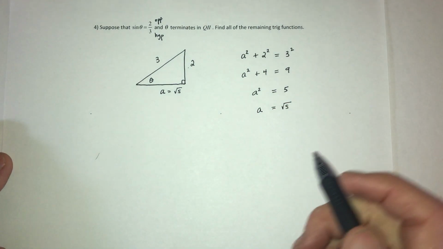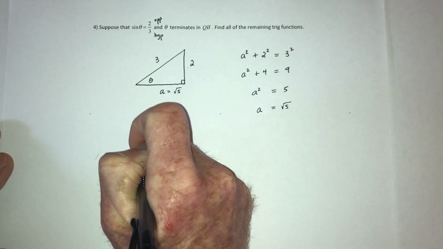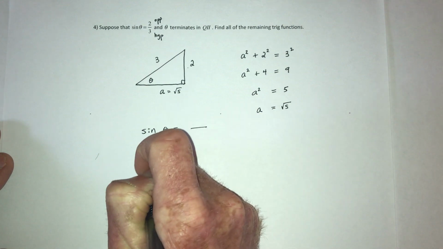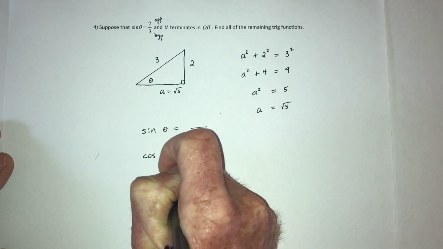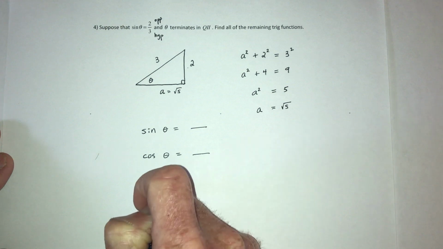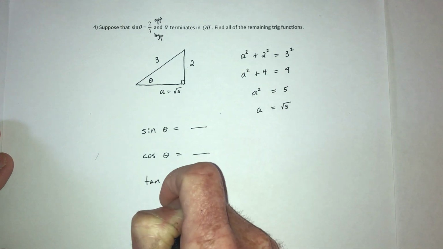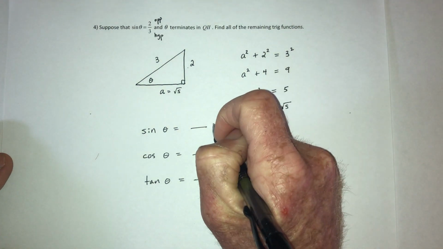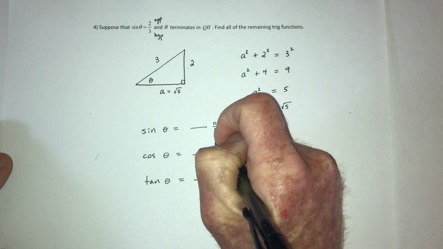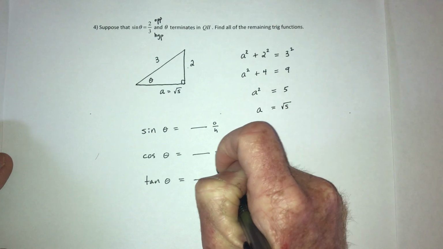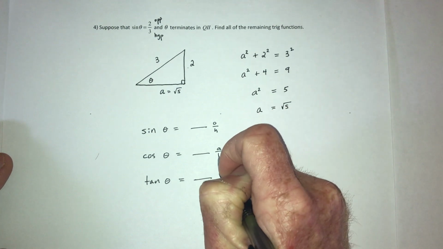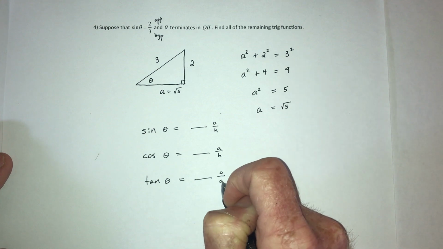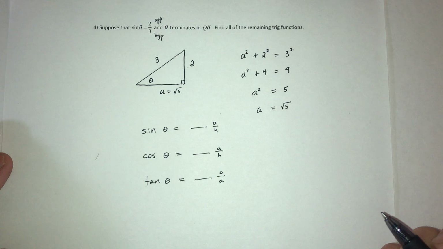So I like to write them in this order. So sine is equal to, cosine is equal to, tangent is equal to a fraction. So sine is opposite over hypotenuse. Adjacent over hypotenuse is cosine. Opposite over adjacent is tangent.